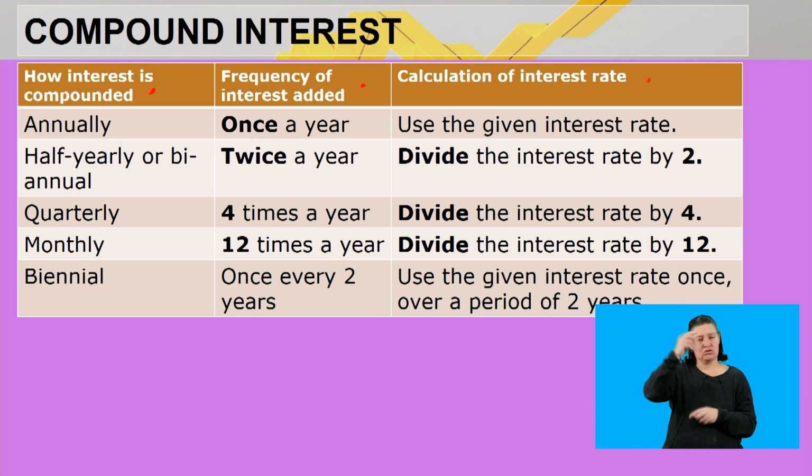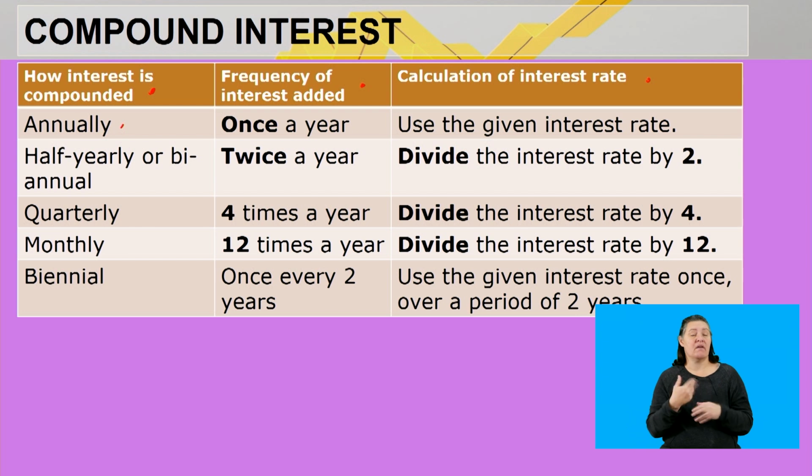So if you invest your money or if you borrow money and it's compounded annually, the frequency of the interest added will be once a year, right? So you use the given interest rate, for example, 12%, 15%, depending on what the context is saying.